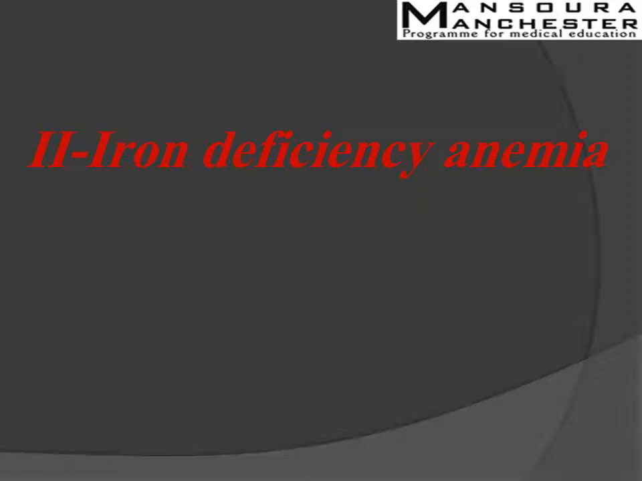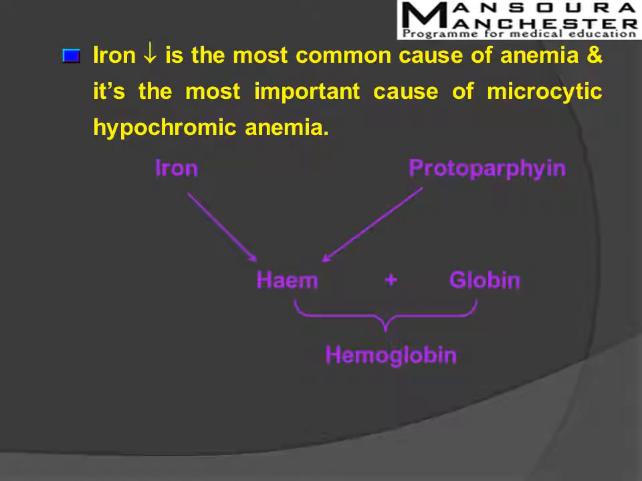The second part of our lecture is iron deficiency anemia. Iron deficiency is the most common cause of anemia. It is the most important cause of microcytic anemia worldwide.